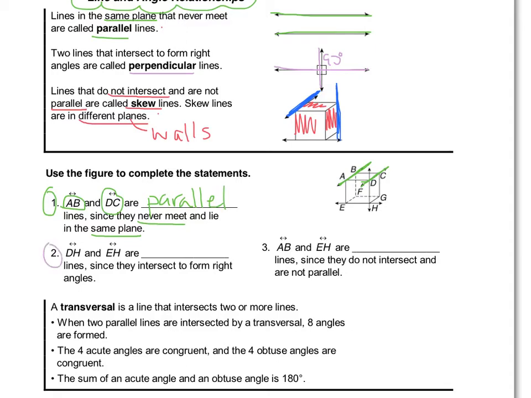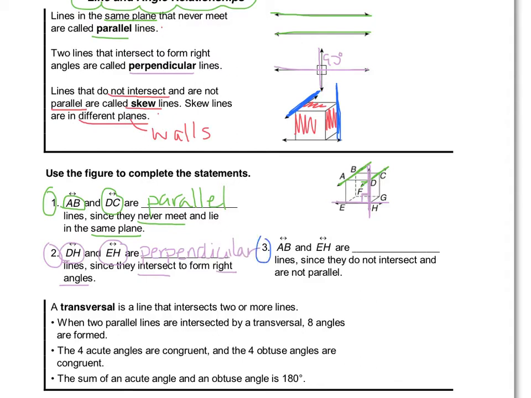Number 2, DH and EH. DH is this corner line right there, and then EH is the bottom of that wall, so it goes along the floor. Do you see a 90-degree angle? All right, they do intersect. And they form a right angle, so DH and EH are perpendicular. All right, you got that one down?